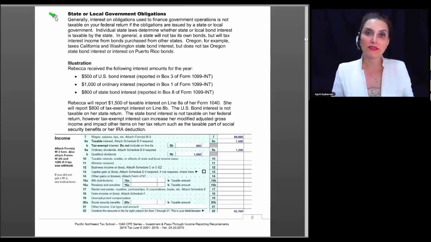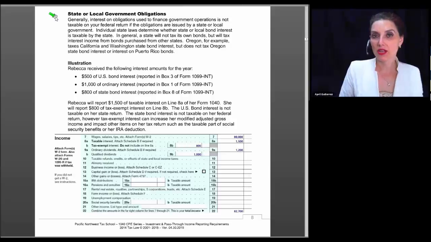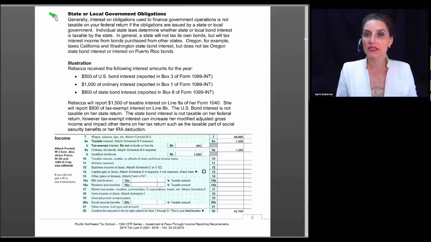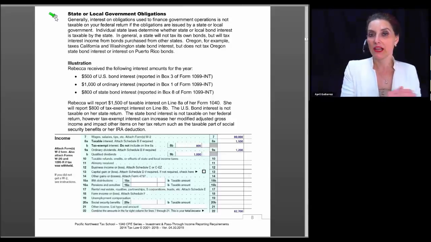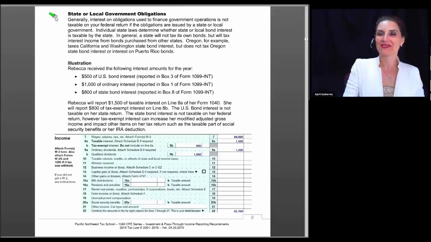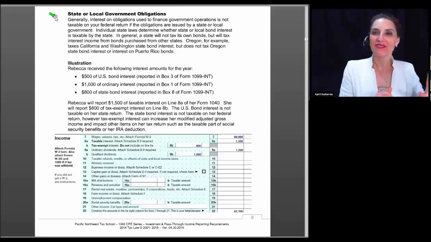So if you are a resident of California and you purchase California bonds, the interest you receive on those bonds is not taxed by California, and it is also not taxed by the federal. You purchase California bonds and you are a resident of California. The interest on those California bonds is not taxed by California or the federal. If you purchase federal bonds, it doesn't matter where in the country you live, no state is ever allowed to tax federal bonds.